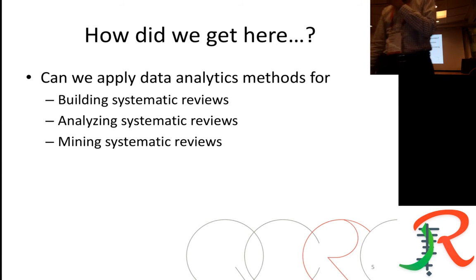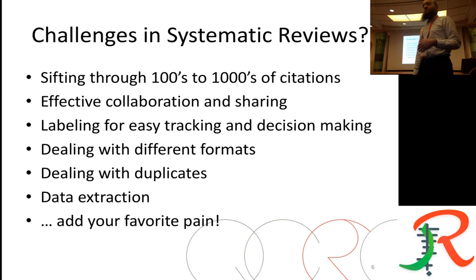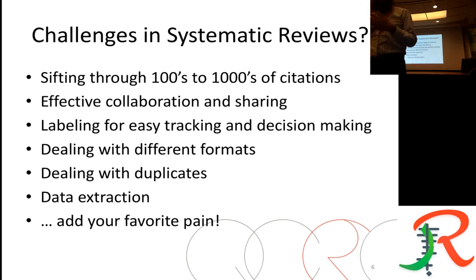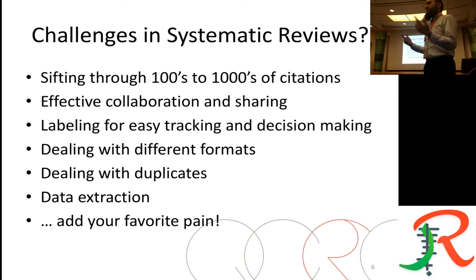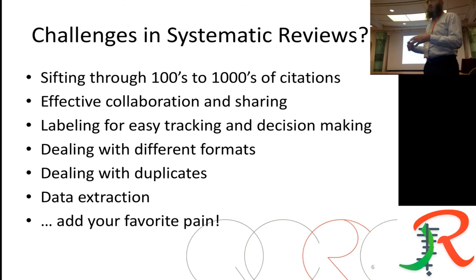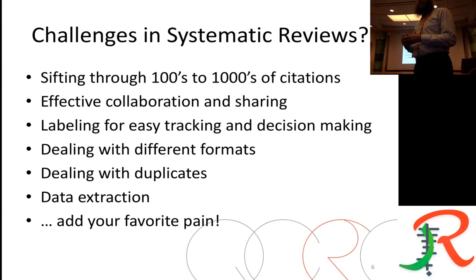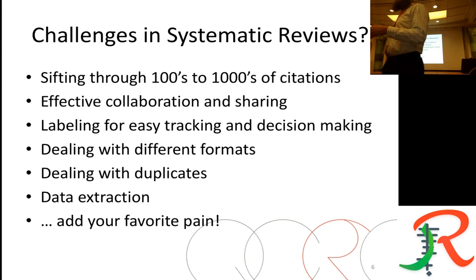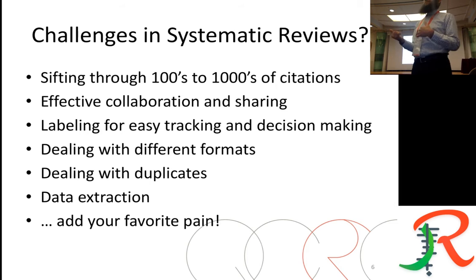Of course, as you may know, if you have already written a systematic review or are in the process of authoring one, there are many challenges. Some of them are sifting through the 100,000 citations, being able to effectively collaborate and share data between multiple people working across the globe, being able to track and label your decisions, and more mundane things like dealing with different formats, duplicates, and extracting the data, and just add your favorite in there. So the idea is: can we create a system to help lessen the pain in any of those challenges?